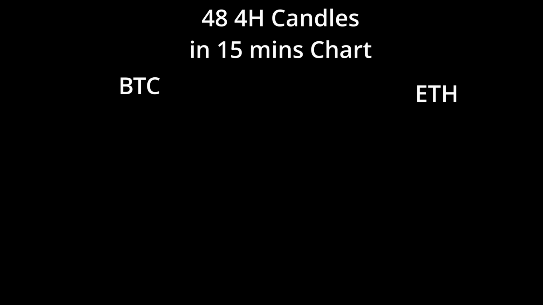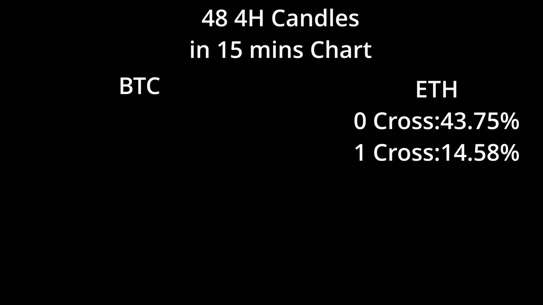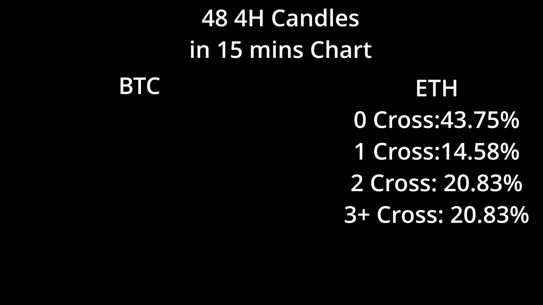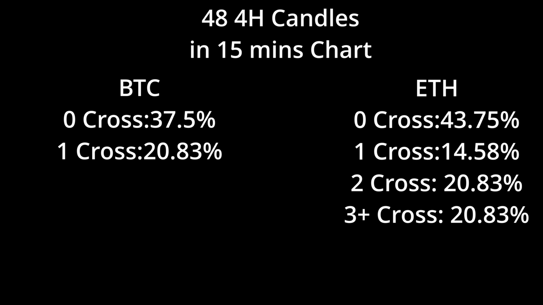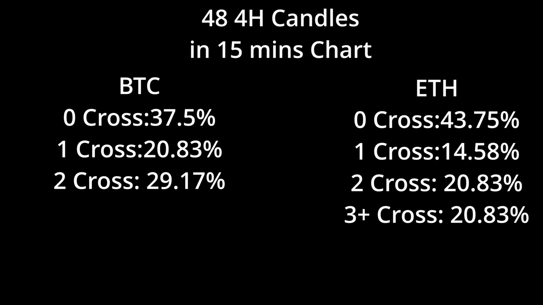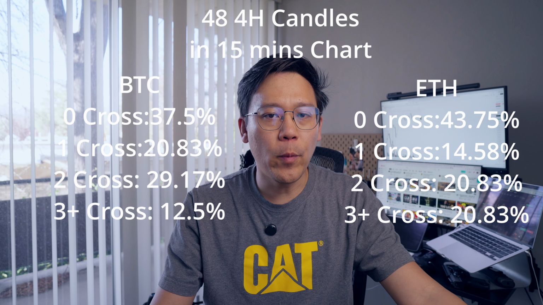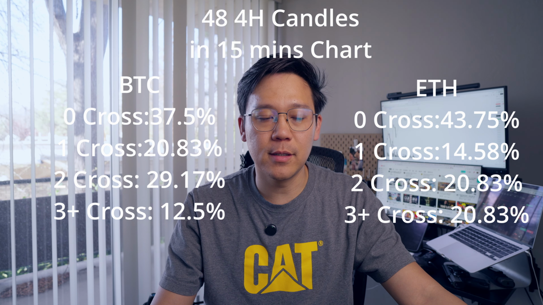With 48 candles on Ethereum, 43.75% didn't cross the opening price at all, so there's 0 crossing. 14.58% crossed once, 20.83% crossed twice, and 20.83% crossed more than 3 times. With Bitcoin, 37.5% of candles didn't cross the open, 20.83% crossed only once, 29.17% crossed twice, and only 12.5% crossed more than 3 times. So I was pretty surprised by the numbers. The opening price wasn't violated in almost half of the candles.